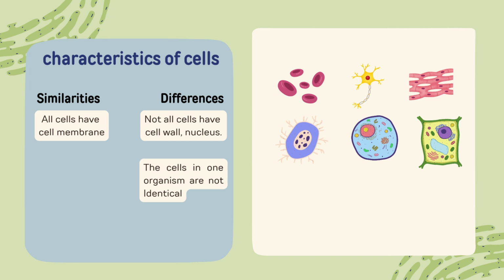Also, another difference is that not all cells have a cell wall. Here we have the plant cell, the green one, different from the others, as it has this green border. It's called the cell wall, and this is for plant cells only. It isn't found in animal cells. So not all cells have a cell wall.